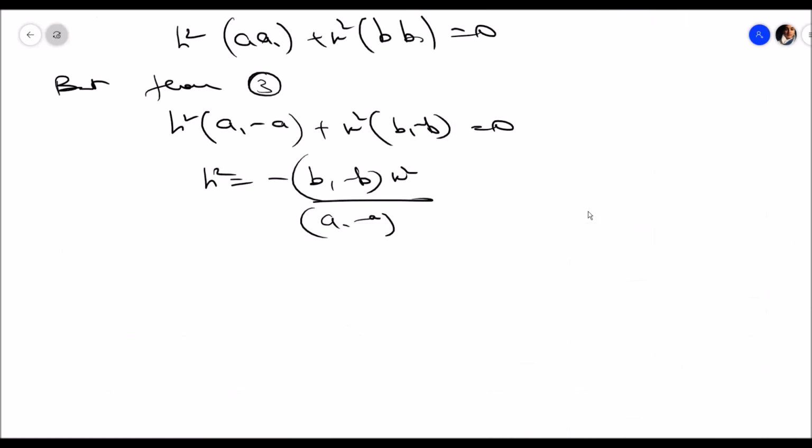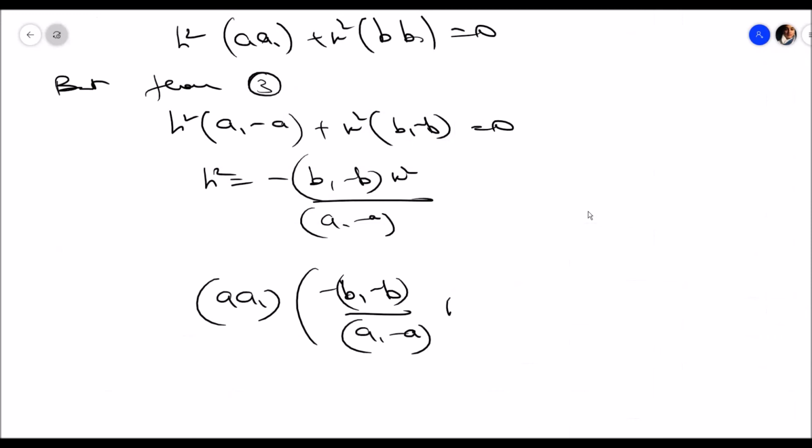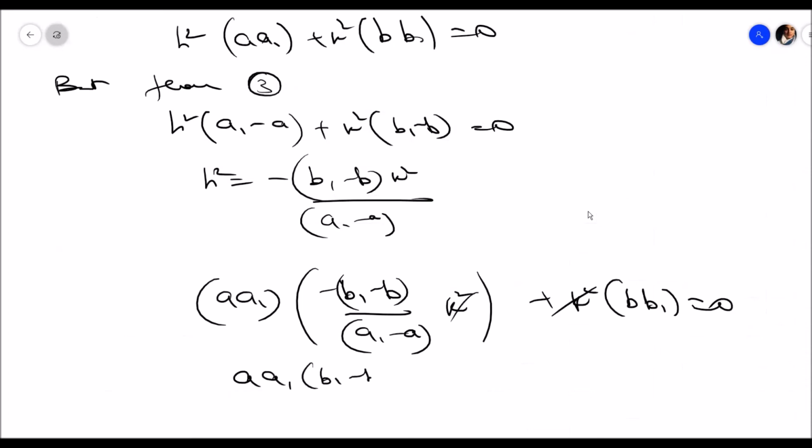to get a into minus b1 minus b divided by a1 minus a into k square plus k square into b1 should be equal to 0. So both of these have a k square common, which I'll send it on the other side. Okay. And then I have a1 into b1 minus b, I'm sending everything over here, is equal to b1 into a1 minus a.